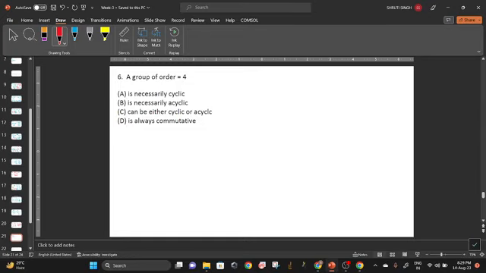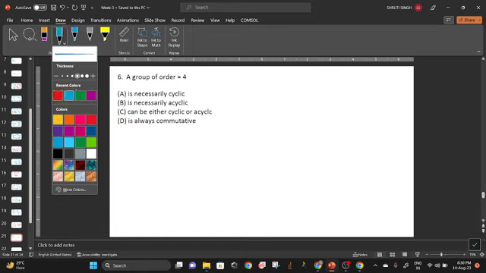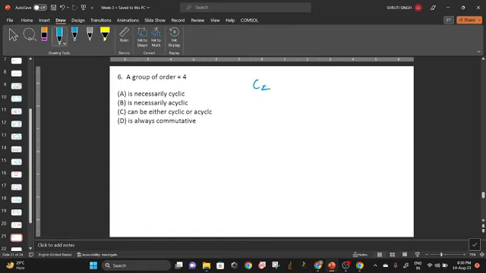Because there is a possibility, I have here D3 and C3 groups. D3 and C3, order should be 4, group of order 4. Will this be C2? Yes, ma'am.